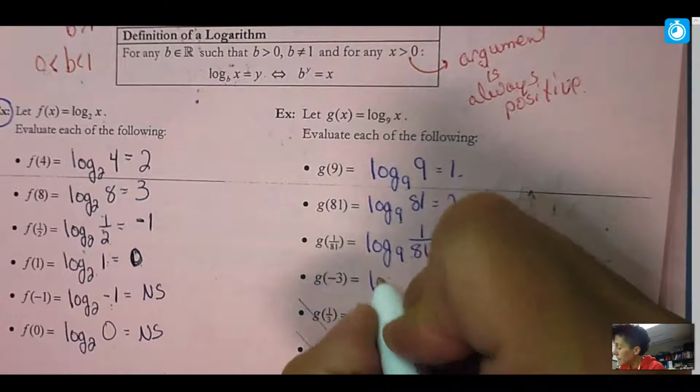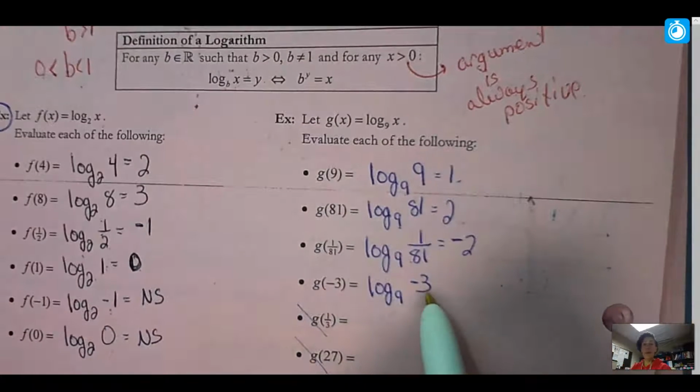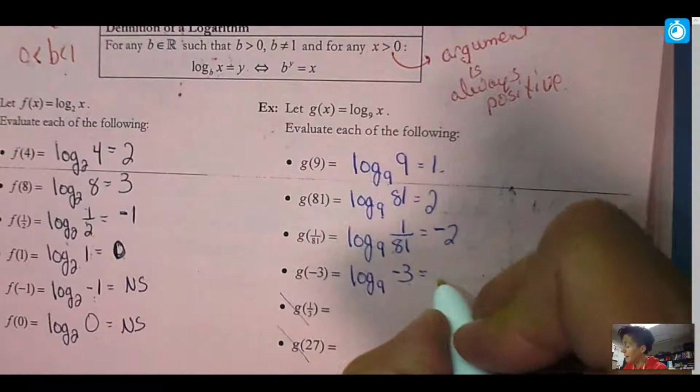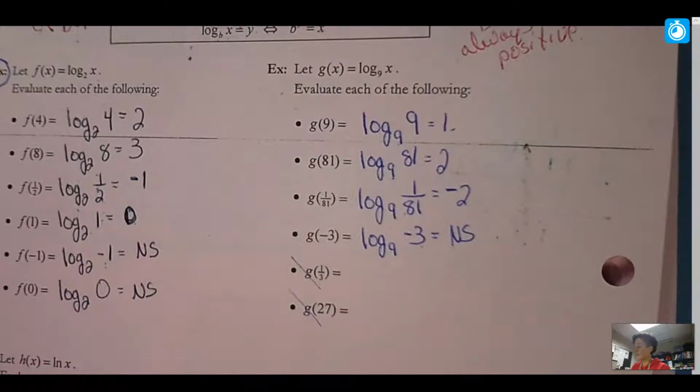Here we go for this one. And again, what I want you to realize is that your argument is a negative number. That is not possible. Automatically, no solution. You can't take 9 to a power and get negative 3. You can get a fraction, you can get a positive number, but you can't get negative, and you can't get 0. And we're going to leave these out.